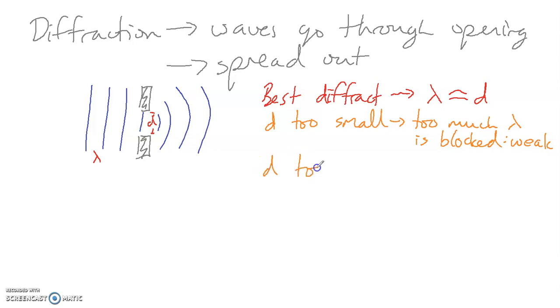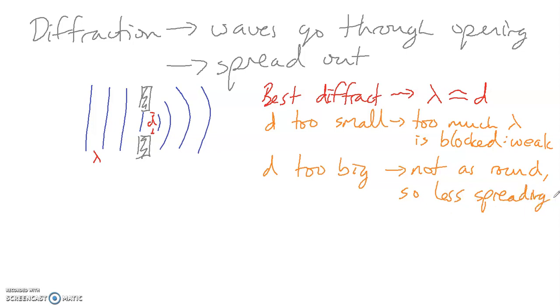If the D value is too big, lots of energy gets through. That's no problem, but it's not as round as it was before, so there's going to be less spreading. And the whole point of diffraction is for the waves to actually spread apart. So you just have to keep in mind that it's not just about how big the opening is, it's how big it is compared to the wavelength.